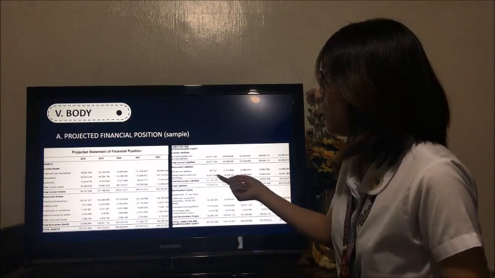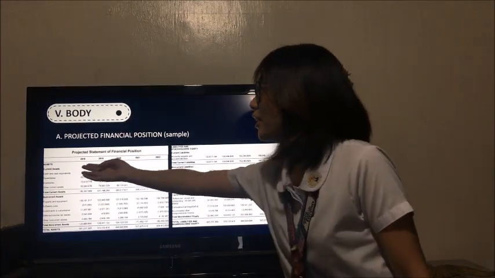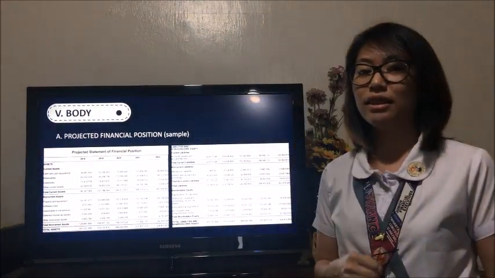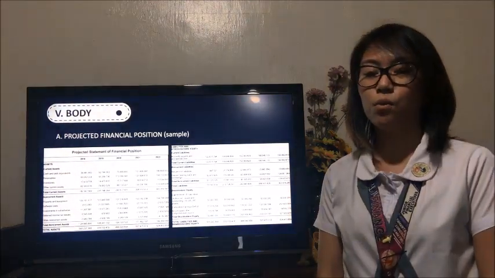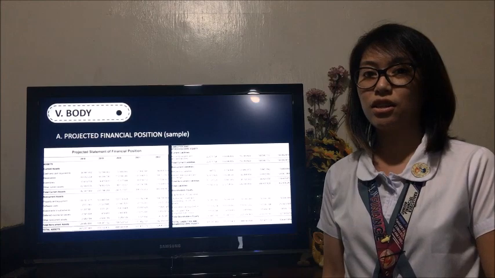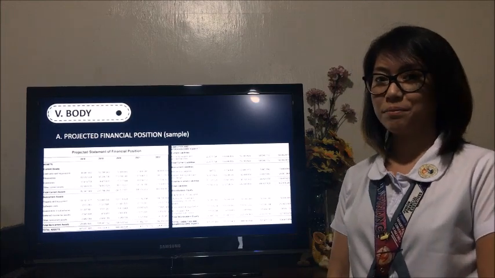Here, we can see that this is their current year, which is 2018, and then 2019 to 2022 is their prediction of the upcoming years.